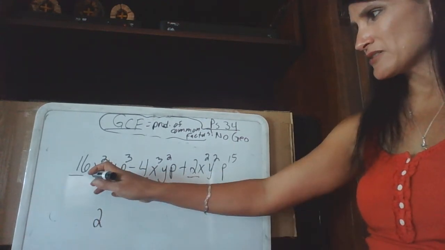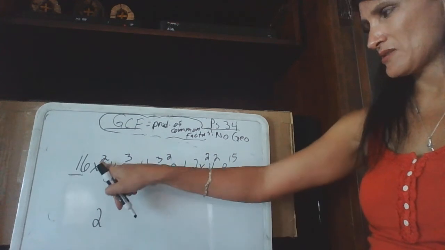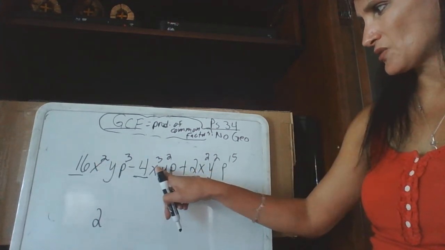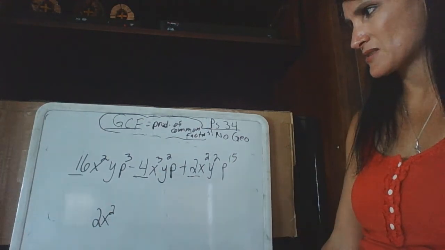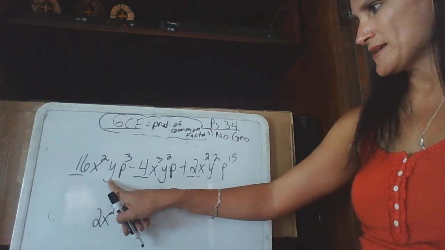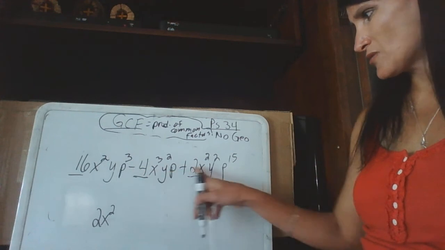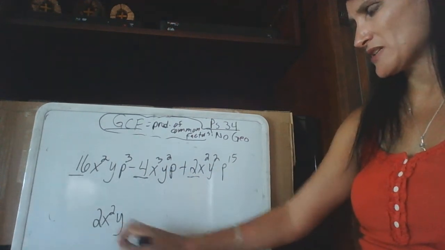Now, do the letters, starting with the smallest exponent. That's x to the third, x squared. So the most amount of x's I can write down is x squared. Now I'm going to do my y's. There's y first, y squared, y squared. So the most amount of y's is y.